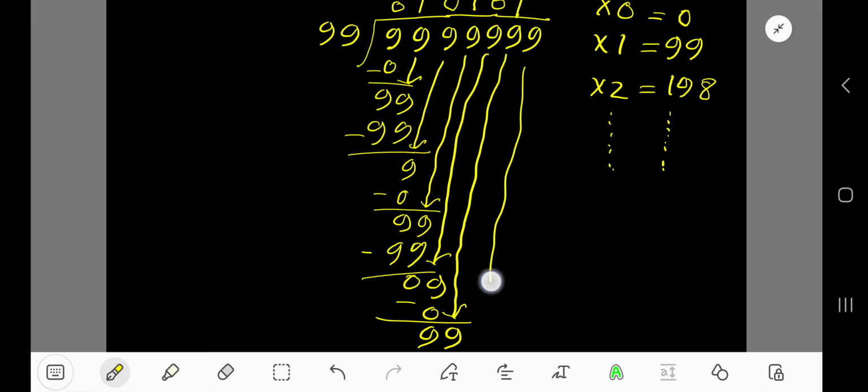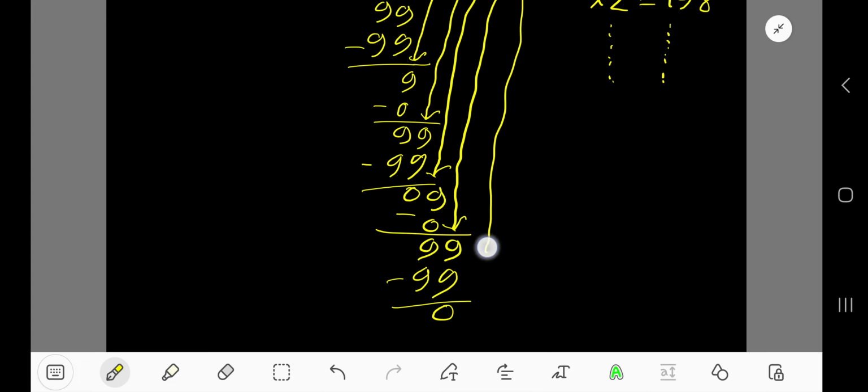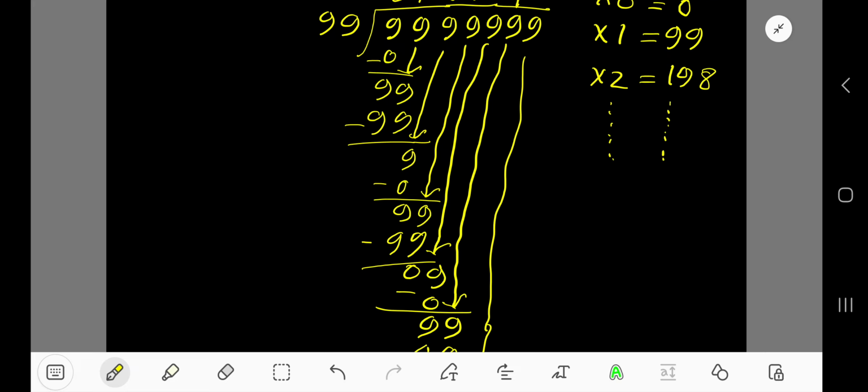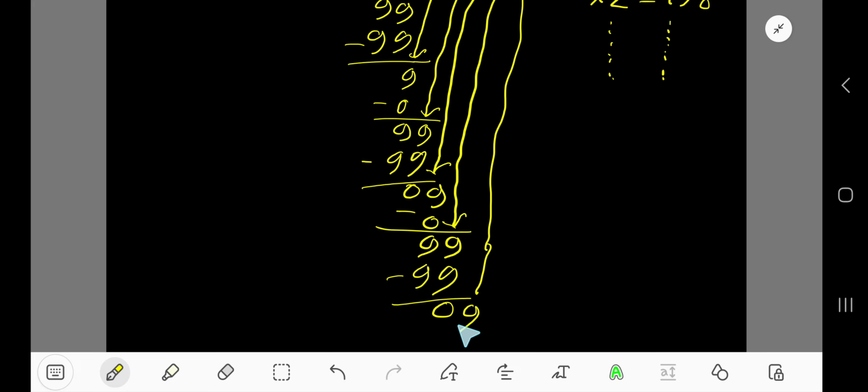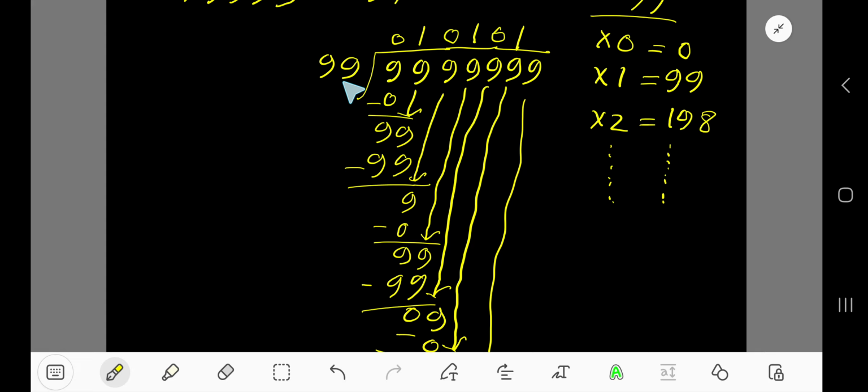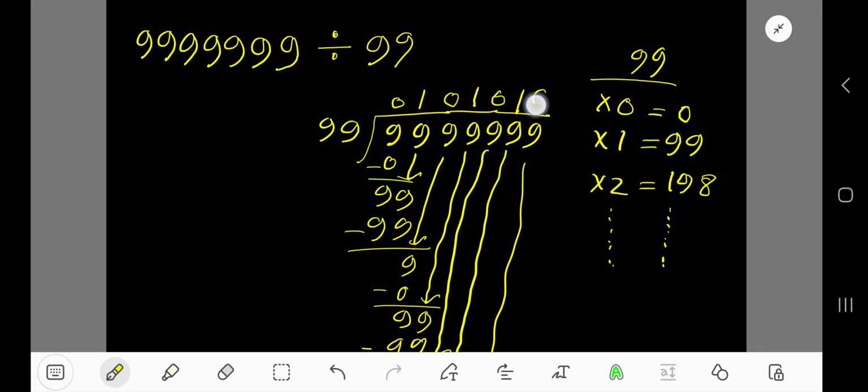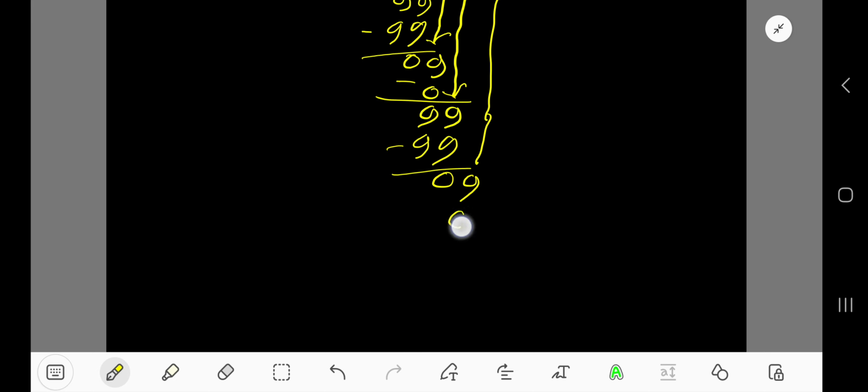Bring down this last 9. So we have gotten 09. 99 goes into 09 means 9. How many times? 0 times, as 9 is less than 99. So write 0. 0 times 99, 0. If you subtract, you are getting 9. So 9 is your remainder.